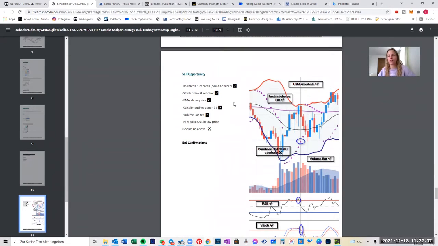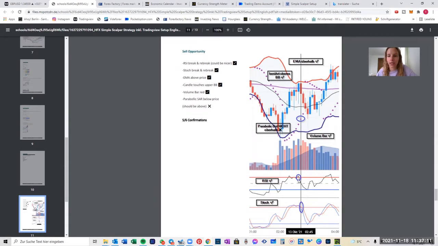You see here an example. RSI for a sell. Okay, break and re-break, nice. Stochastic, break and re-break, nice. Plus sell, red is the boss.